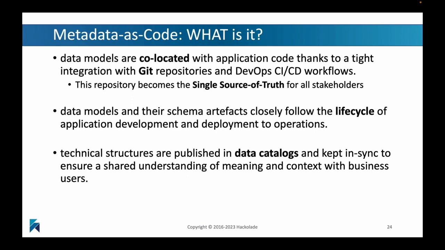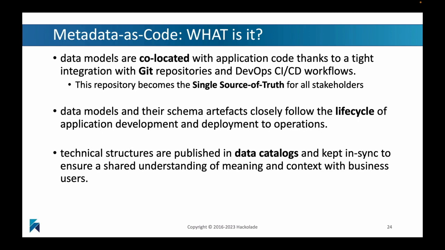So Accolade is also going to be using Git. We're going to use it to co-locate our models with the application code so that this repository becomes the single source of truth for all of our stakeholders. Everyone will be looking at Git for the latest modeling and derived metadata information. So what that means is that the data models and all of the artifacts are going to closely follow the life cycle of your application development and deployment operations. Especially in an agile world, this is super important.